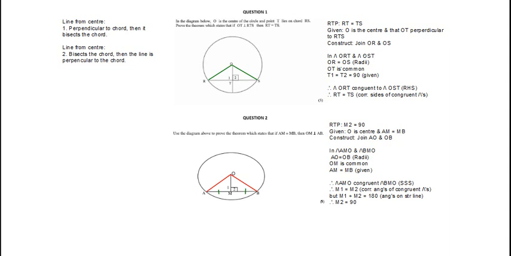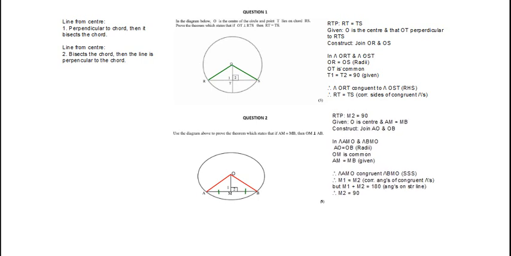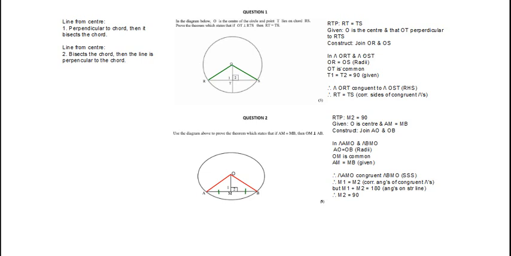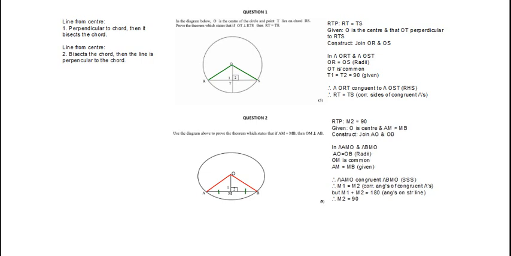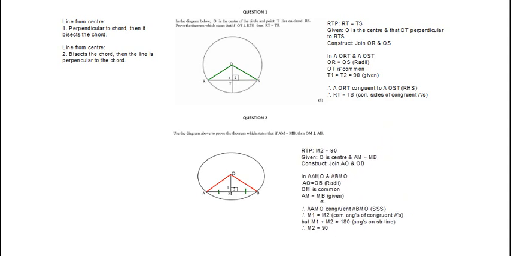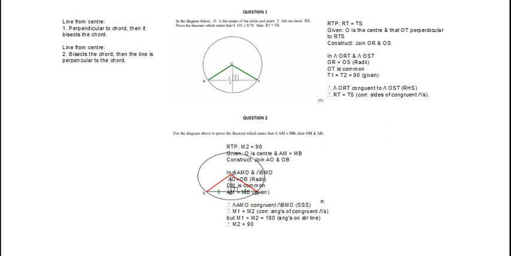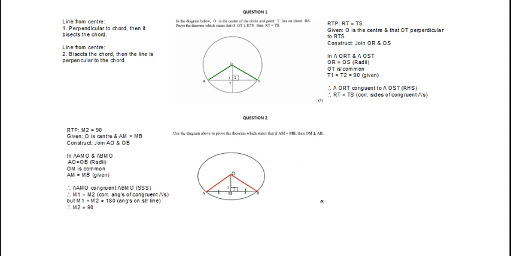So those are the two proofs. They can be asked in an exam. It's basically the line from center theorem. And so this line from center theorem can be asked in these two different ways. It's useful to know both methods, both ways of proving it, in my own opinion. 5 marks for each, but they are fairly simple to remember.